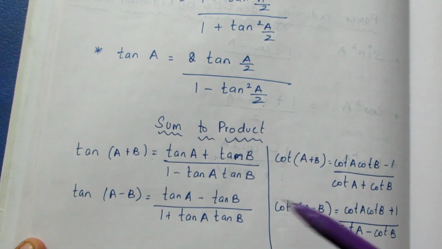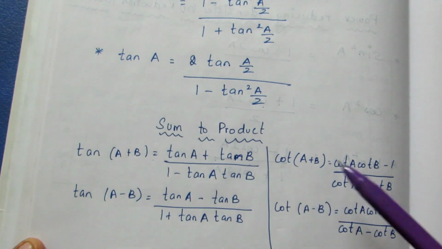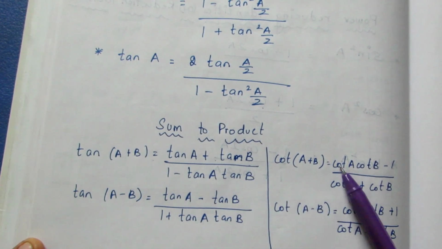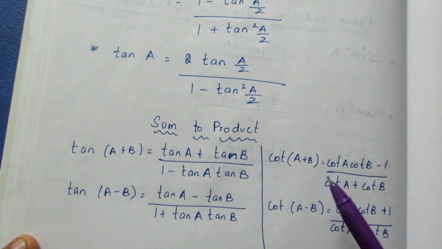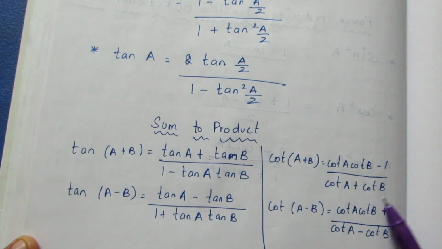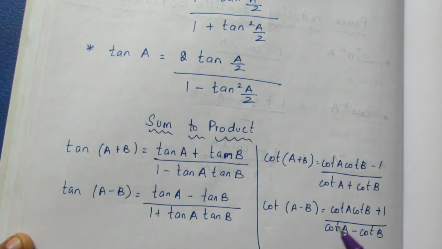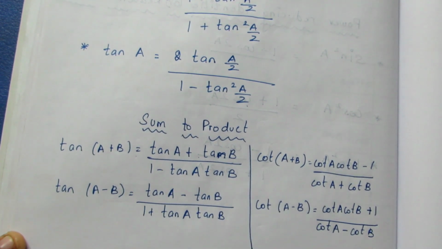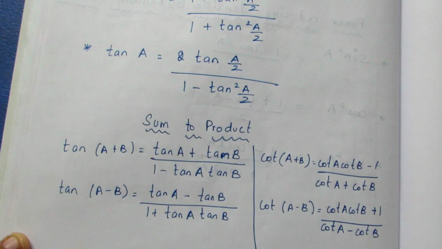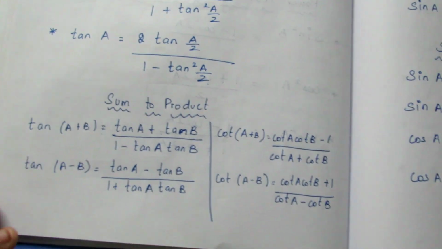For cot, it will be the reciprocal and a changing of sign. See, cot(A plus B) equal to cot A cot B minus 1 by cot A plus cot B. For cot(A minus B), cot A cot B plus 1 by cot A minus cot B. So remember this, the sum to product tan and cot formula.